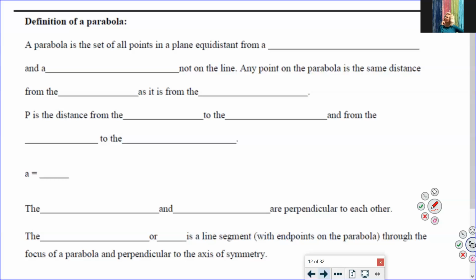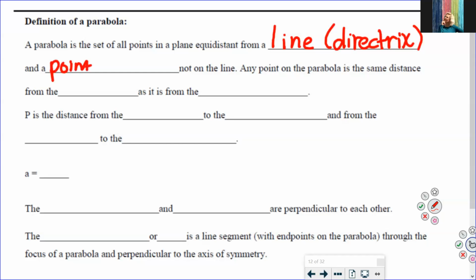Definition of a parabola. A parabola is a set of all points equidistant from a blank and a blank not on the line. Here's what this stands for, y'all. A parabola is the set of all points in a plane equidistant from a line, called that weird word directrix, and a point, which is called the focus, not on the line.